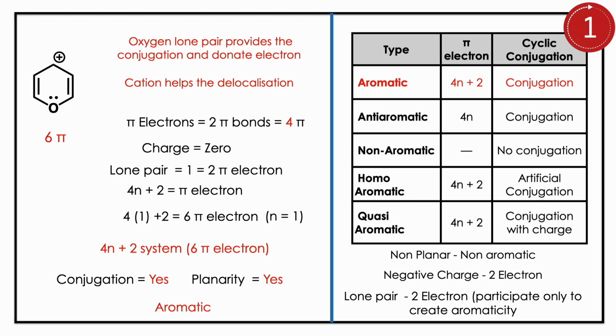So if you count the pi bonds, 2 pi bonds are there. So 4 pi electrons. Charge is there, positive charge, so 0 pi electrons. And lone pair you have one set, which is 2 pi electrons. So it is a 4n plus 2 pi system with 6 pi electrons, where n equals 1. The system is definitely conjugated because the lone pair and cation help for delocalization. The compound is also planar. So 4n plus 2, conjugated, planar means the given compound is aromatic.